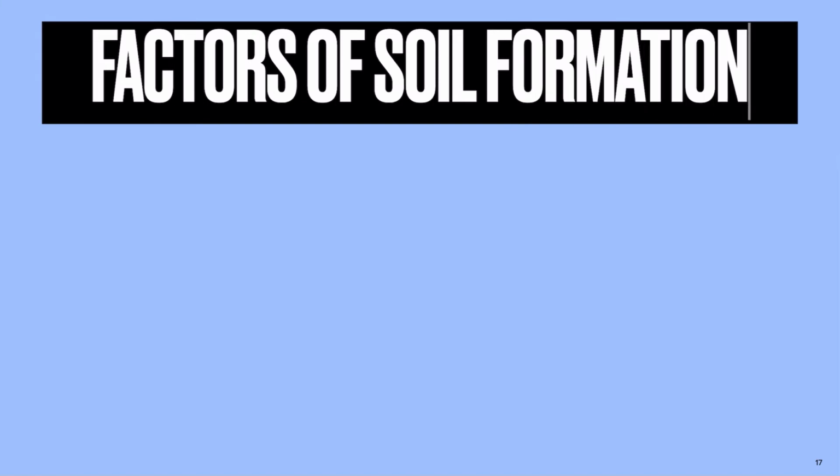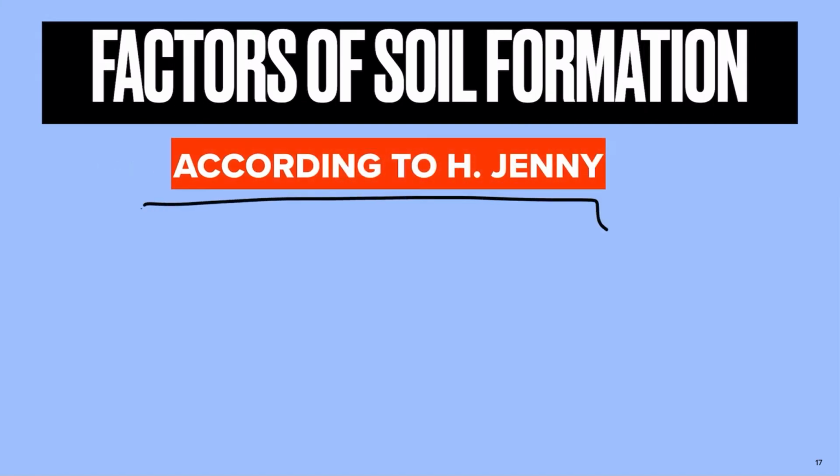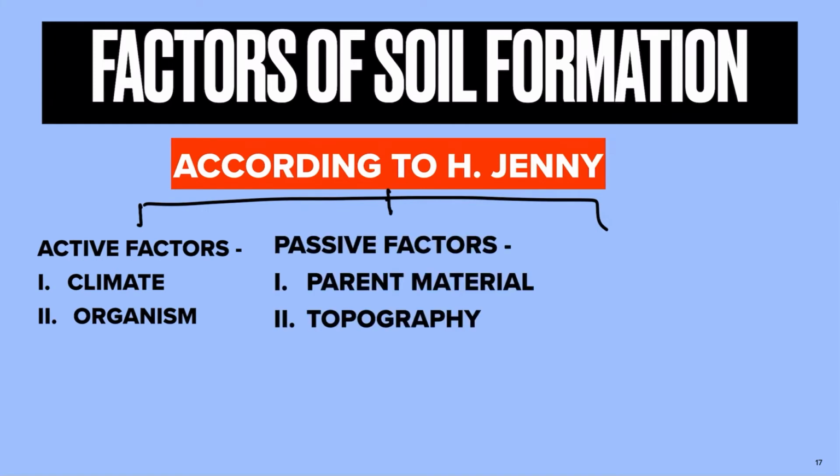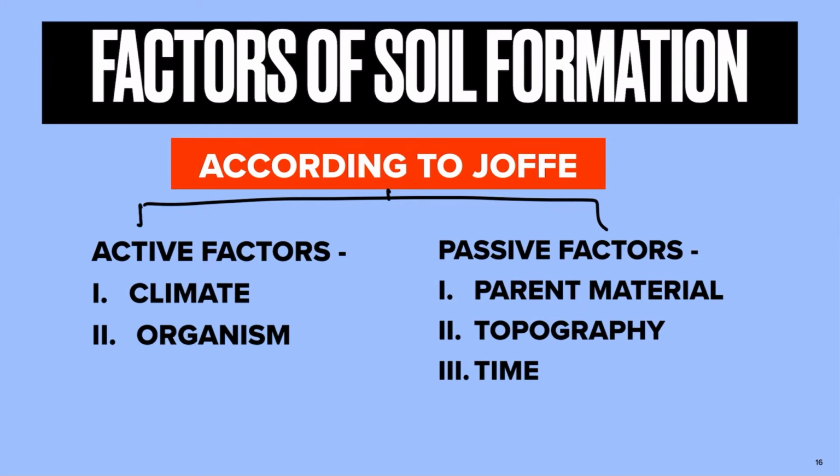Now we move to the second most important, Jenny. The active factors are the same as before, climate and organisms. For the passive factors, he took time out of the passive group and made a separate factor called the neutral factor. So the passive factors are parent material and topography, and the neutral factor is time. As I have discussed, there are three factors, parent material, topography and time, and I will discuss each of them briefly.